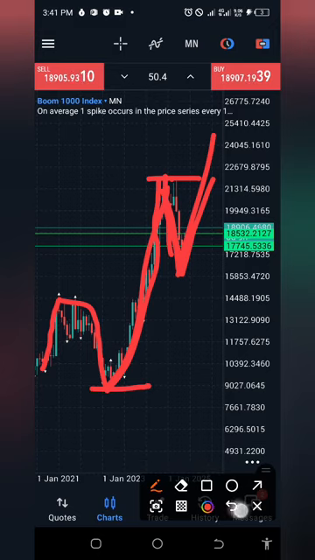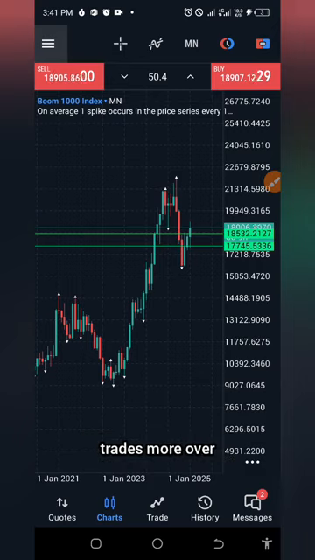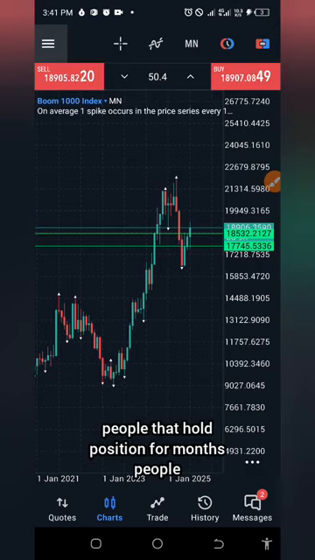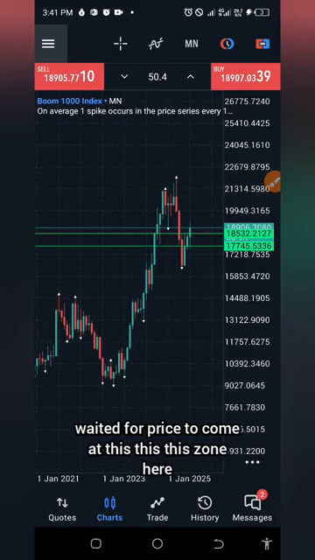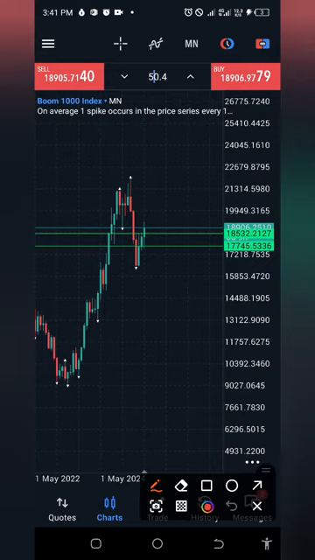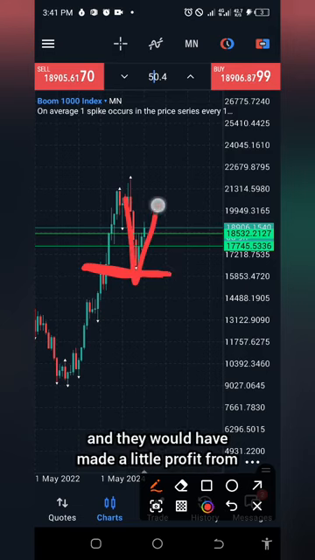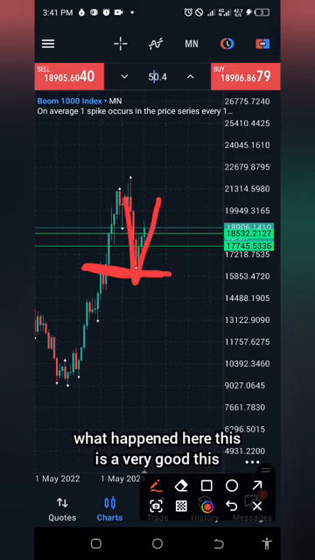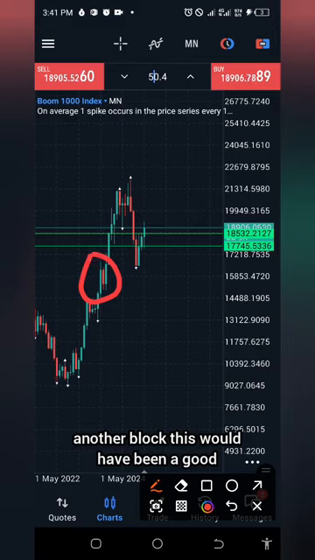Understand? People that hold positions for months would have waited for price to come to this zone here, this order block, to take their entry, and they would have made a good profit from what happened here. This is a very good order block. This would have been a good position to take your buy entries.